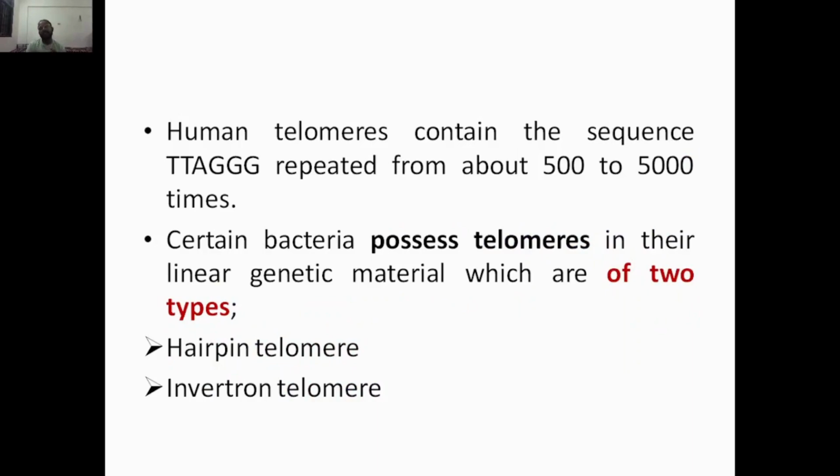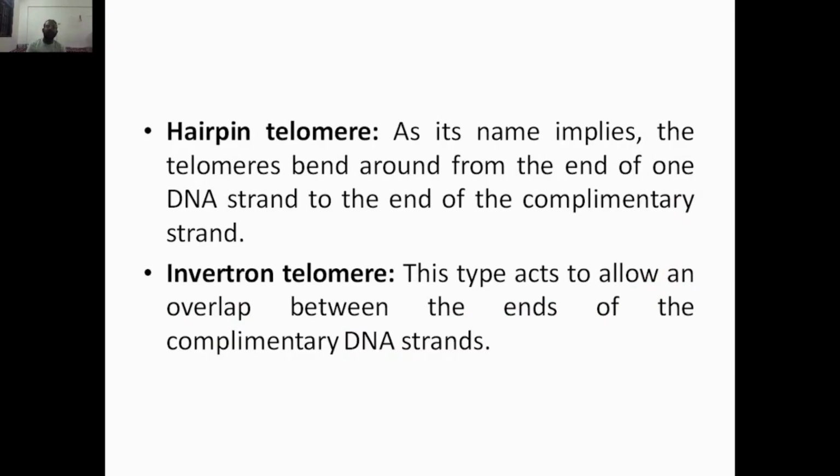So human telomeres contain a sequence called TTAGGG, which is repeated around 500 to 5000 times in humans. There are certain bacteria that possess telomeres in their linear genetic material, which are of two types: hairpin telomeres and invertron telomeres.